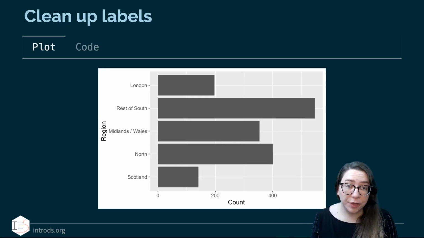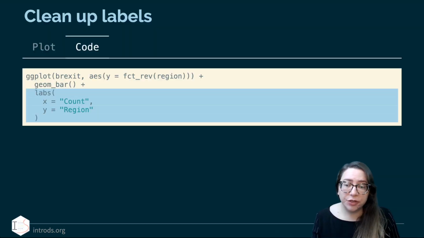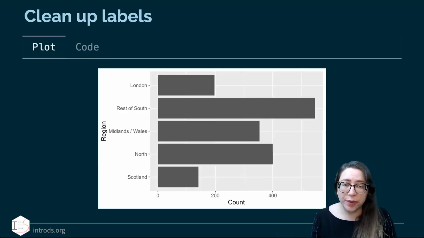Now that we've changed our plot a little bit, let's clean up our labels again. So the way we're doing that, once again, is using the labs function in ggplot to give a label for the x and the y axes. So let's go back to the plot and take a look at this. On the x-axis, we have the count, and on the y-axis, we have the regions. Do we really need to label the y-axis here as region? Is it obvious that things like London and rest of South and Midlands and Wales and North and Scotland are regions or not within Great Britain?